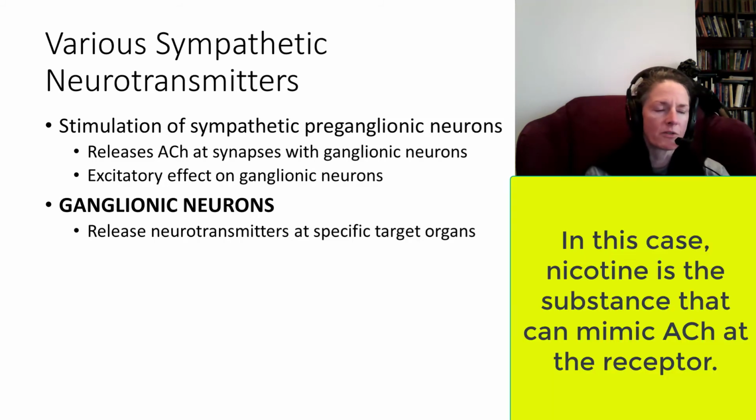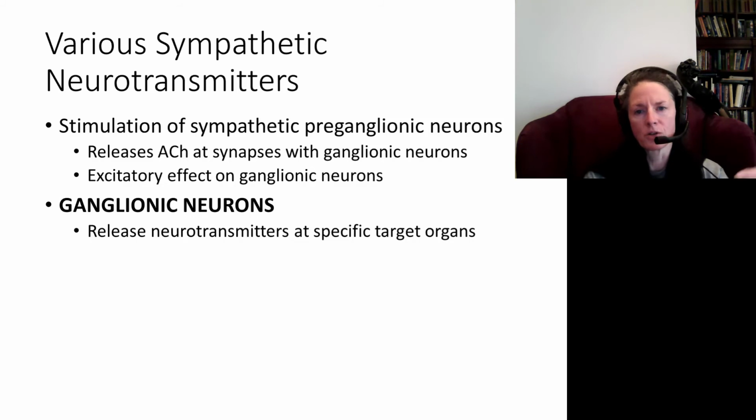And we also have other substances that can mimic it and can also open these channels. And so we call these nicotinic cholinergic synapses. So all autonomic nervous system, both sympathetic and parasympathetic, preganglionic neurons are going to release acetylcholine, and that will have an effect on the ganglionic neurons. And those ganglionic neurons will have these ligand-gated sodium channels that are opened by acetylcholine. So once again, they're called nicotinic cholinergic synapses.